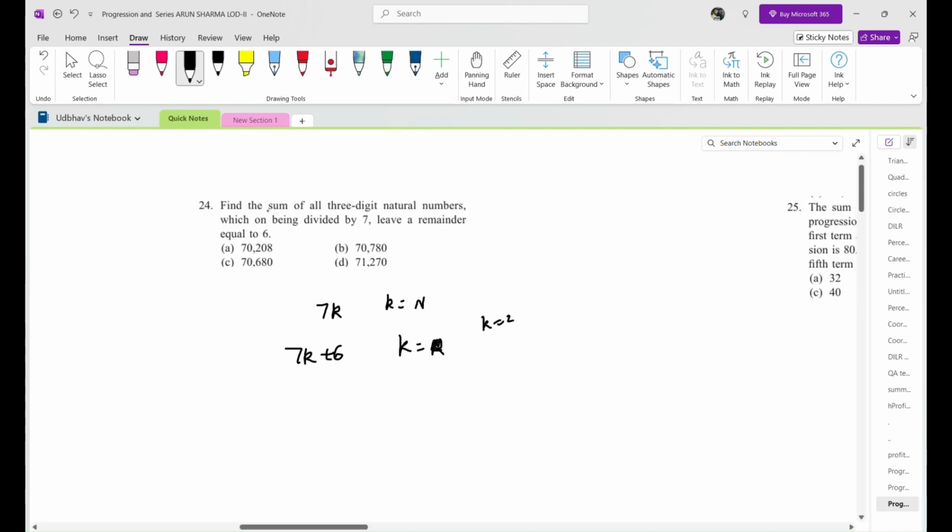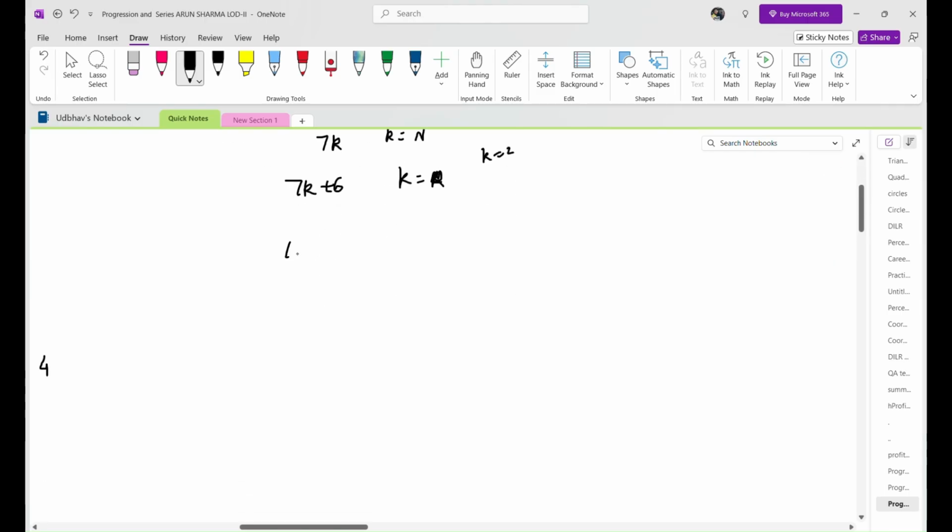We want to find the sum of all the 3-digit natural numbers. What are the 3-digit natural numbers? 100 to 999. So we want this number to be in this range. We can write this as 100 less than or equal to 7k plus 6 less than or equal to 999, right?